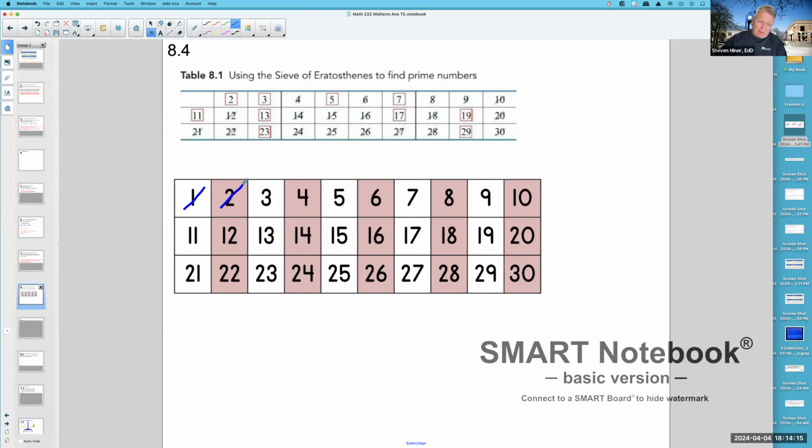2 is prime, but as soon as I know 2 is prime, all the multiples of 2 are composite because 2 goes into them. So this is why we're able to go ahead and cross off all the even numbers, except, sorry, I did this totally wrong and I apologize. Let me get back here.